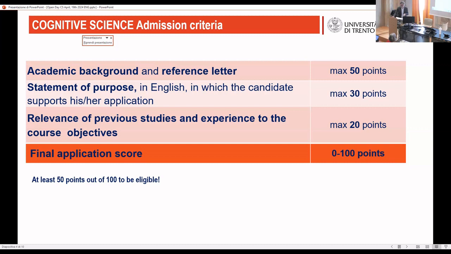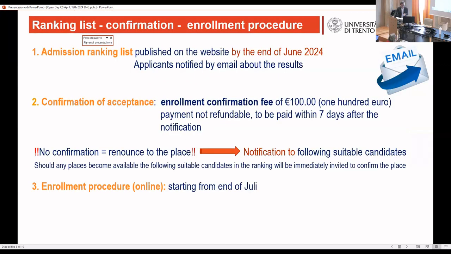The final application score is up to 100 points, and the minimum to be considered eligible is 50. The admission ranking list for European students will be published on the website by the end of June 24, and all the candidates will be notified immediately by email about the results.